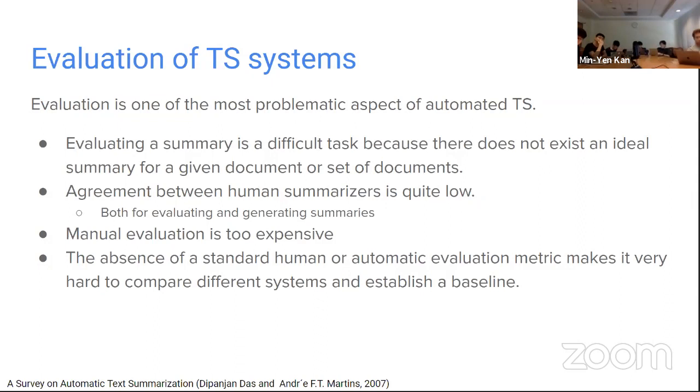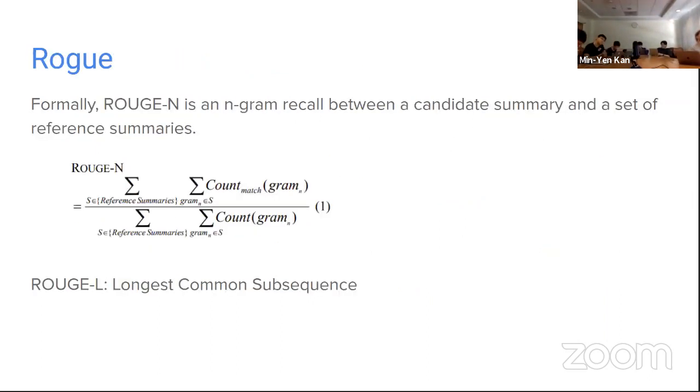And the agreement, even between human summarizers, is quite low, both for evaluating and generating summaries. And manual evaluation is too expensive. So the absence of a standard human or automatic evaluation metric is what's making it very hard to compare different systems and establish a baseline. But there are two very basic ideas that people have been using for the last 2 decades, I think.